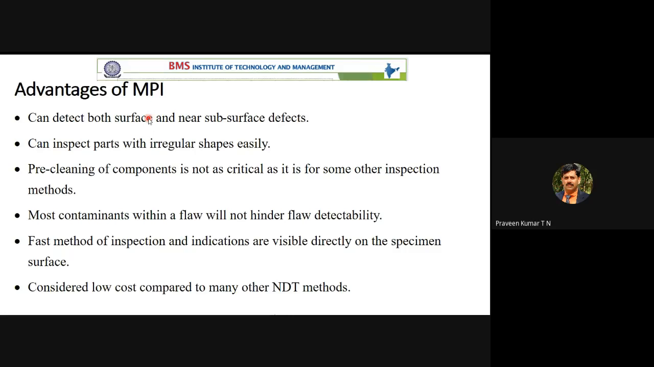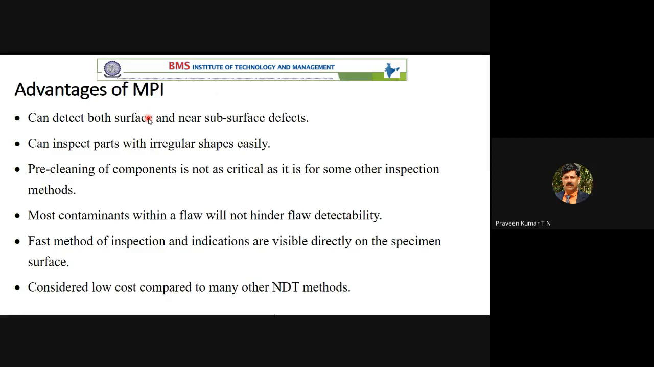These are the viva questions. Sometimes they may not ask about advantages or disadvantages. They may ask whether magnetic particle testing is used for detection of surface cracks or subsurface cracks. If you say only surface cracks, then your answer is partially correct. If you say only subsurface, it is again partially correct. But to get good marks, you have to say it is used for detecting both surface as well as subsurface defects.